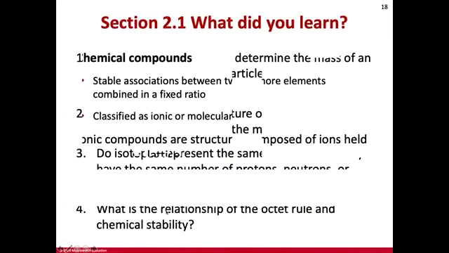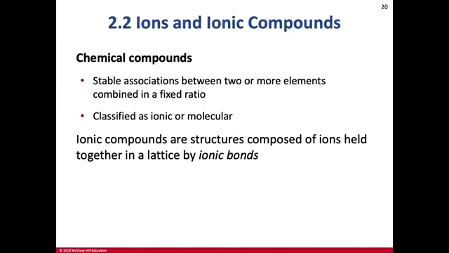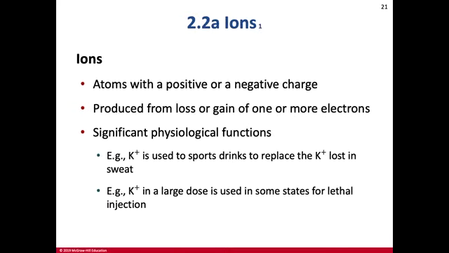Okay. All right. A chemical compound is just a combination of elements, two or more elements, in a fixed ratio, and they're held together by chemical bonds. They can either be ionic compounds or they can be covalent compounds. Ionic compounds are held together by ionic bonds. Covalent are held together by covalent bonds.